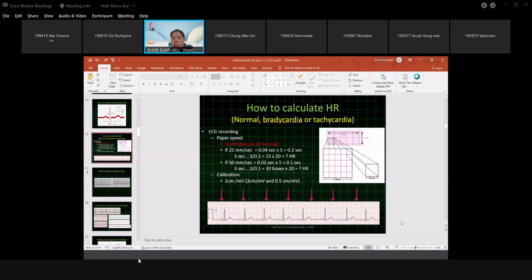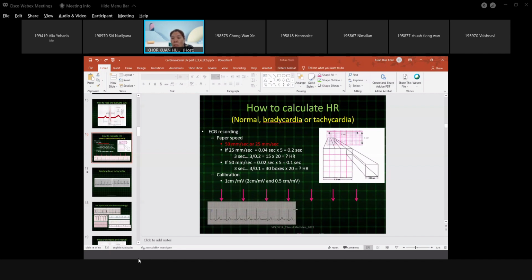I want to calculate heart rate. So if we increase the paper speed, suddenly the heart rate becomes faster. Understand? Let's say we choose a paper speed of 50 millimeters per second. 1 divided by 50 tells you that one small box is 0.02 second.